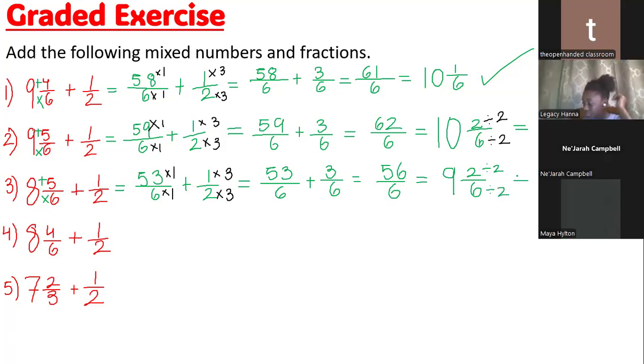That's gonna be what? 9 and 1 over 3. Did anyone else get 9 and 1 over 3?